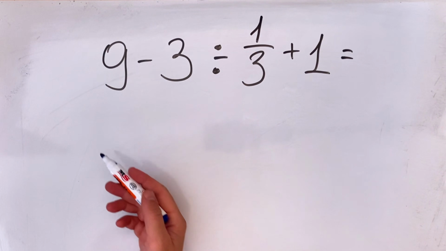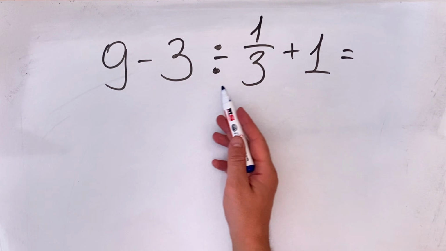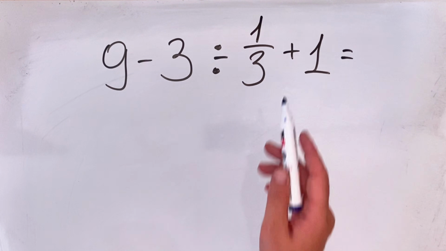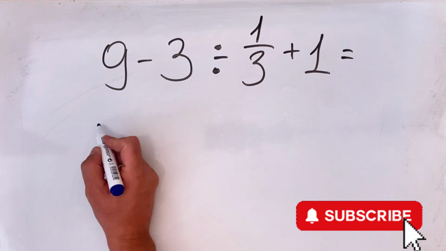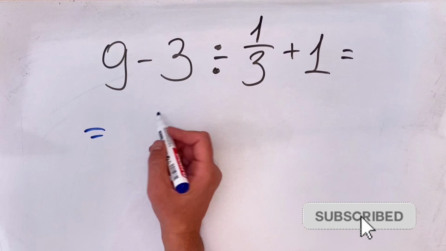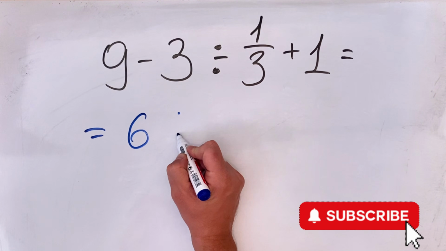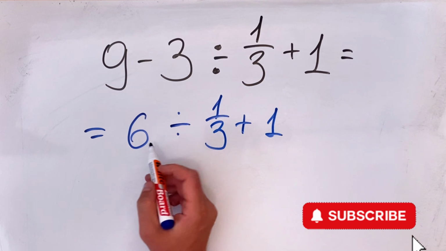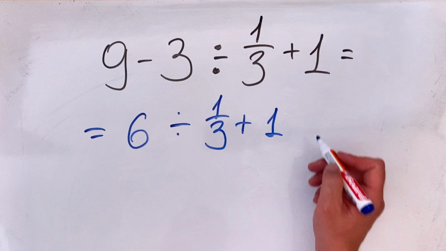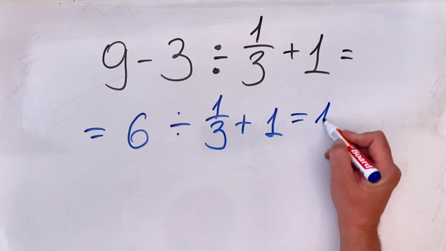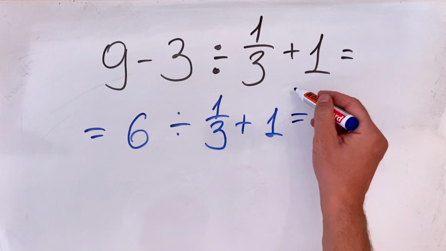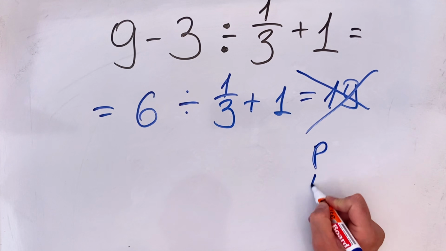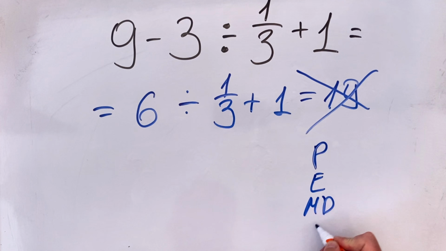Hello everyone. Most people rush from left to right and do first the subtraction, then the division, and then the addition. So what they get is 9 minus 3, they get 6 divided by 1/3 plus 1. Here 6 divided by 1/3 is 18 plus 1, so they get 19. But this approach is, of course, incorrect because we always need to follow the order of operations.